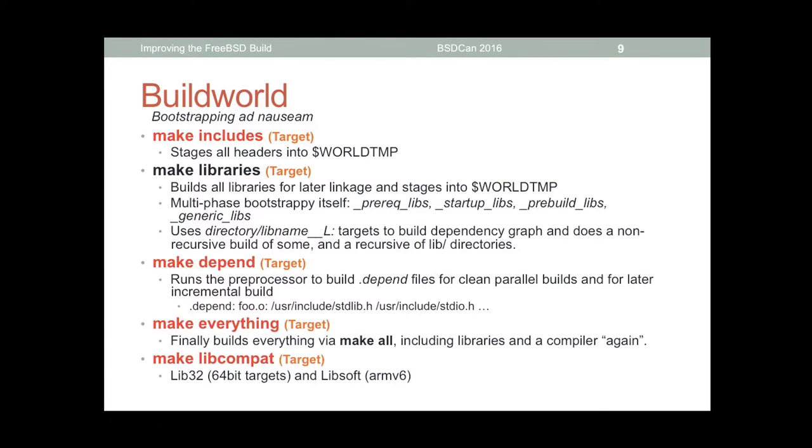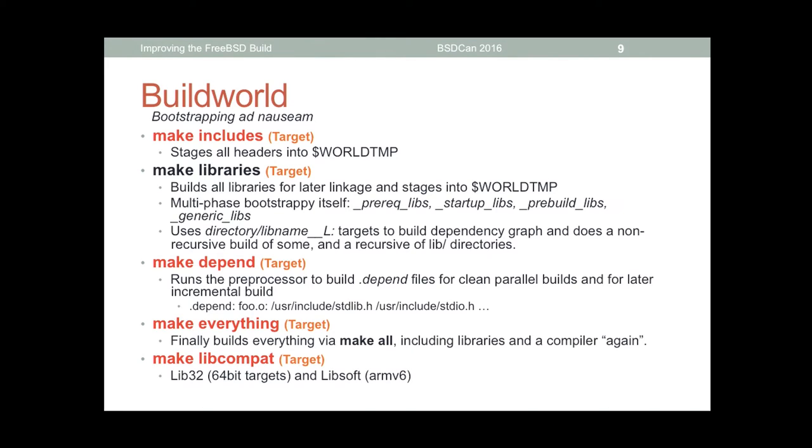Next is make includes. This is a full tree walk that just goes through and installs all of the headers that anything might have into the sysroot, so that later things that need these new headers can get them without referencing the tree. So you can have a uniform user include path instead of adding CFLAGS and dash I's for every little thing in the tree.